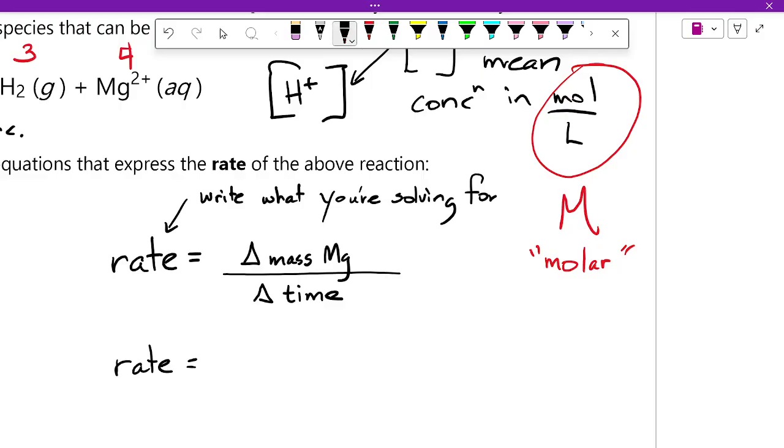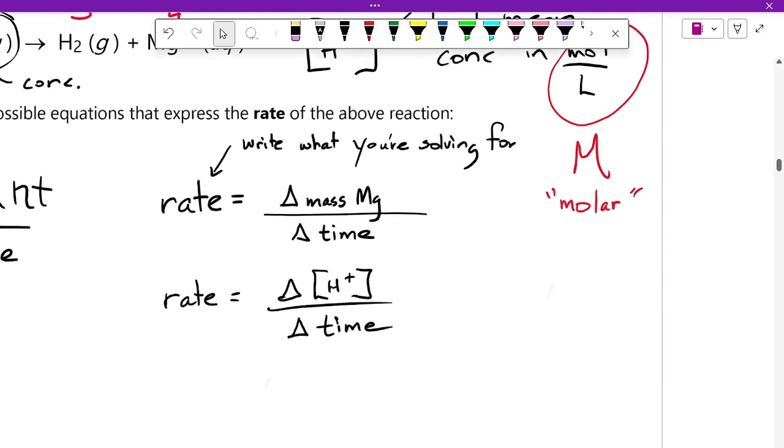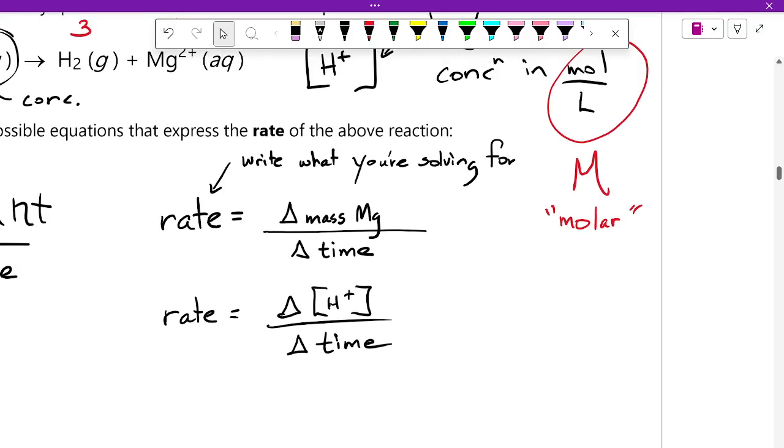Okay, so we can say we want to measure a change in the concentration of H+ over a change in time. So that deals with our aqueous.